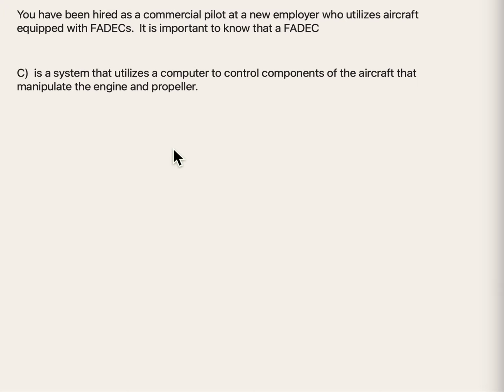You have been hired as a commercial pilot at a new employer who utilizes aircraft equipped with FADECs. A FADEC is a system that utilizes a computer to control components of the aircraft that manipulate the engine and propeller.